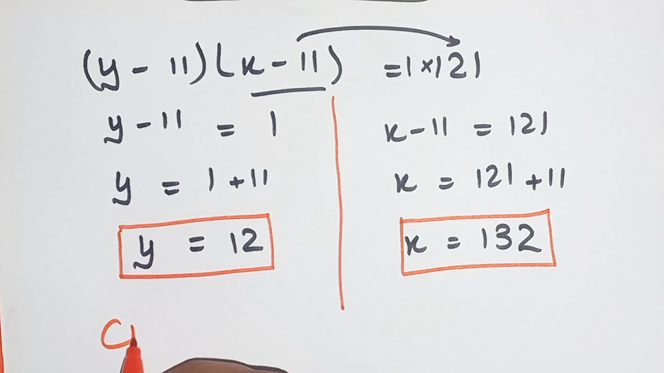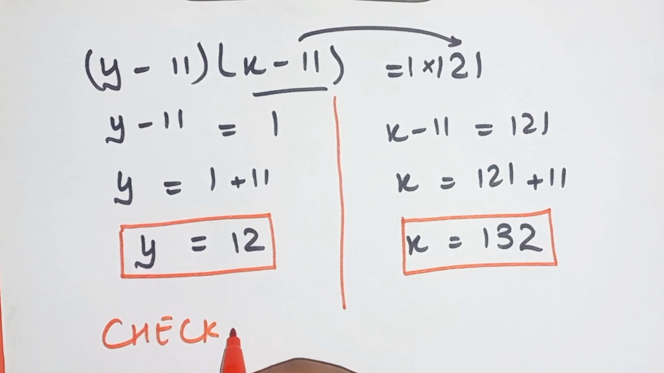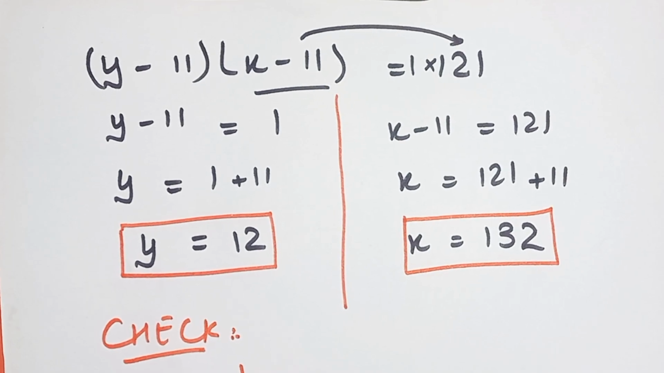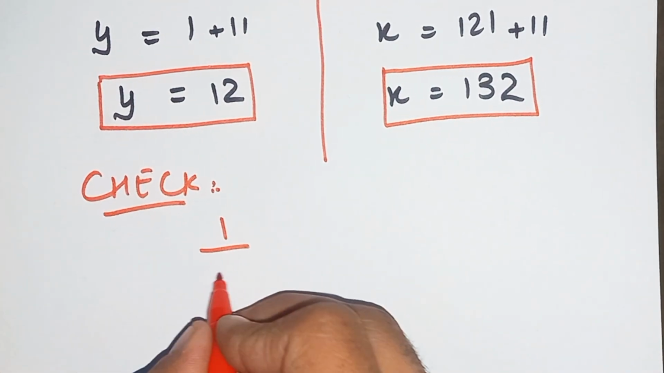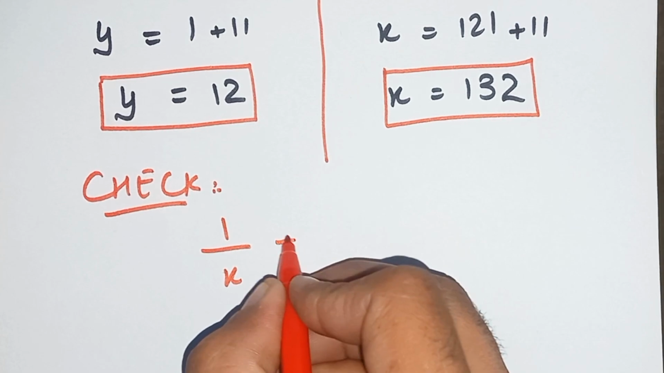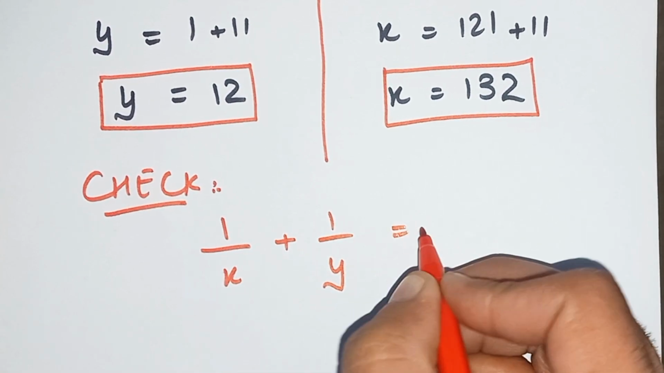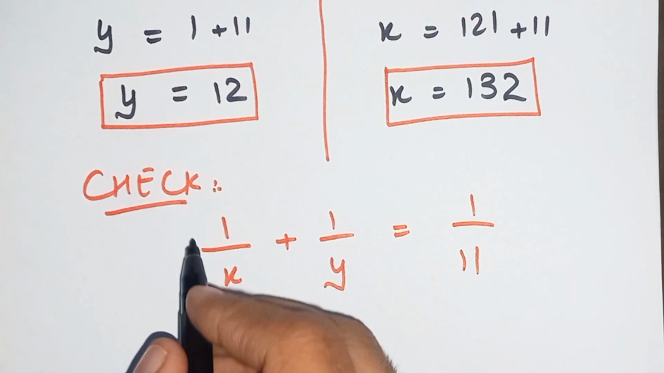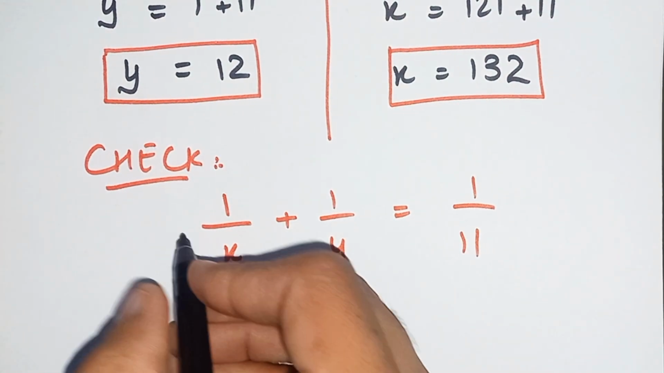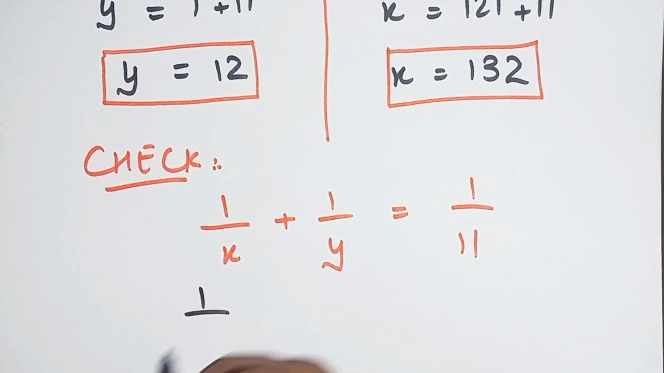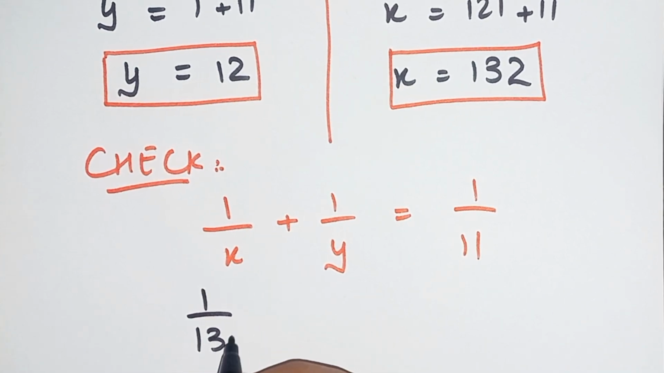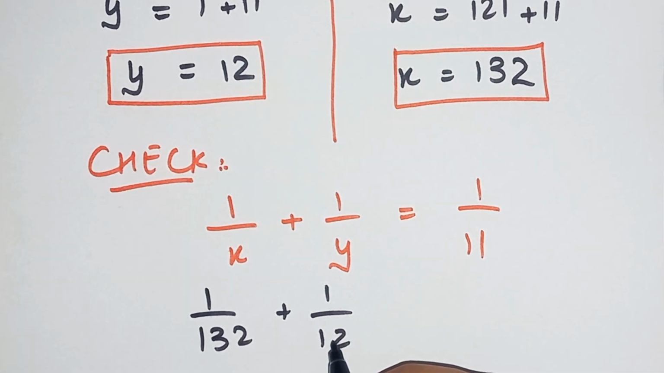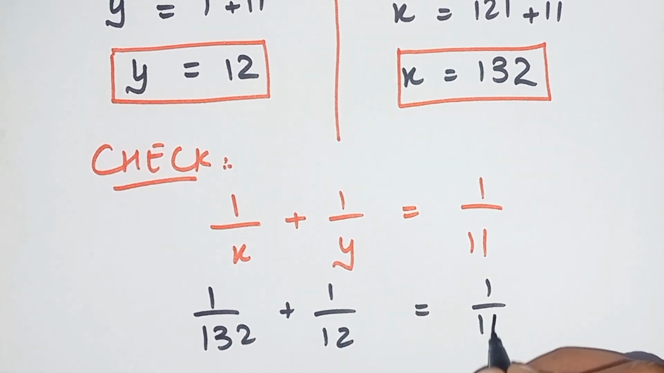Now check it. Our equation is 1 over x plus 1 over y equals 1 over 11. So take x and y and place them in here. If we place 1 over x, which is 132, plus 1 over y, which is 12, equal to 1 over 11.